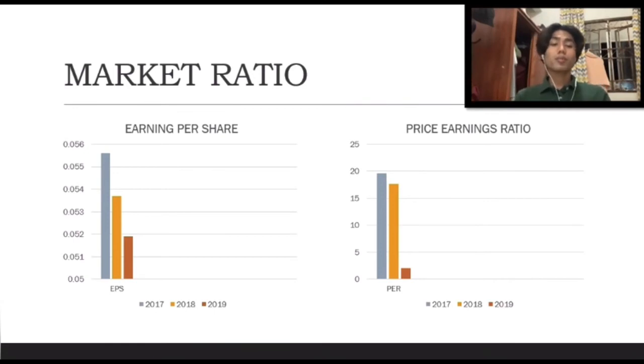Next is the price earning ratio. Price earning ratio shows the price of the stock relative to its earnings. It shows the same trend as EPS, which is decreasing from year to year. This is because the price earning ratio is influenced by the earning per share. So if the earning per share decreases year by year, it will also affect the price earning ratio.